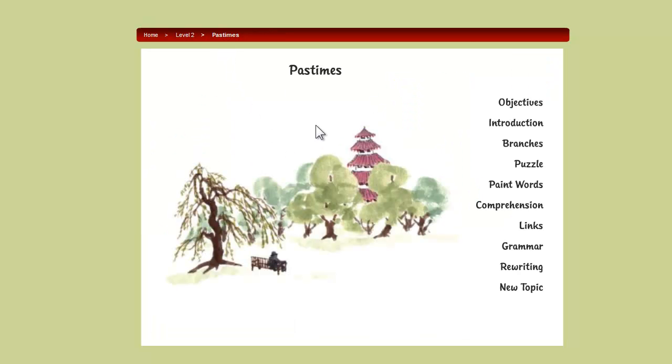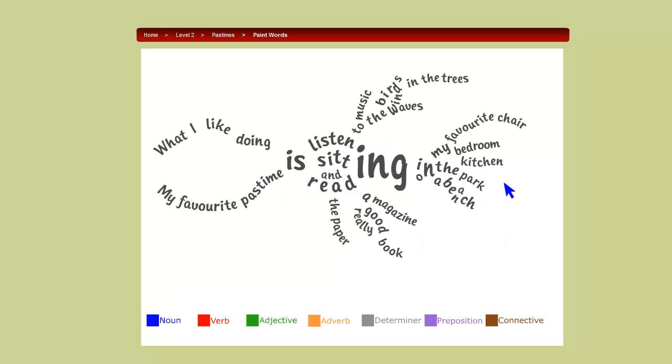Now let's look at paint words. Here I must colour the words according to their word class, nouns, verbs or adjectives, etc. If I click on bench and beach and park and kitchen, these are nouns, they turn blue. To colour the verbs, I colour my cursor red and click on the verbs which turn red.